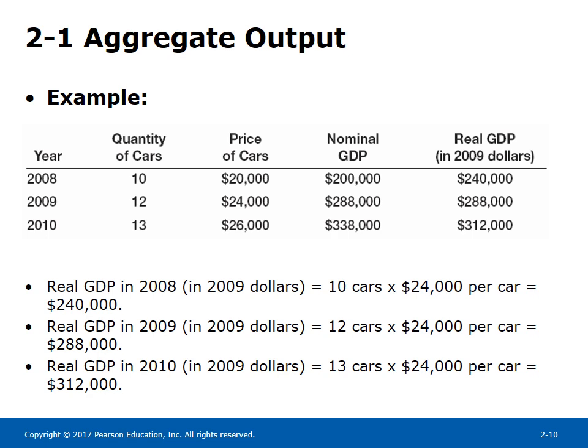Real GDP in 2009 in 2009 dollars equals 12 cars times $24,000 per car equals $288,000. Real GDP in 2010 in 2009 dollars equals 13 cars times $24,000 per car equals $312,000. Real GDP is calculated using constant or base year prices, which in this example is 2009 prices.